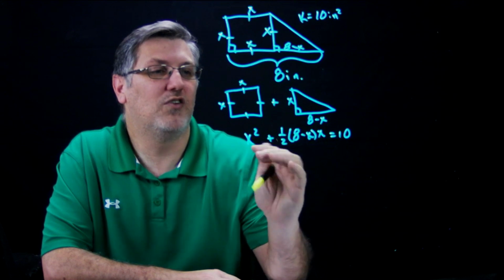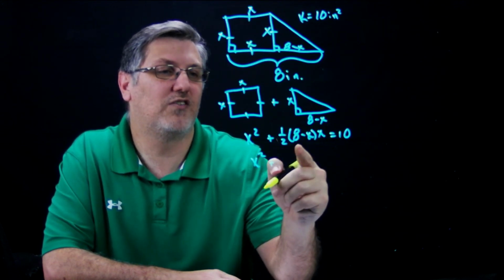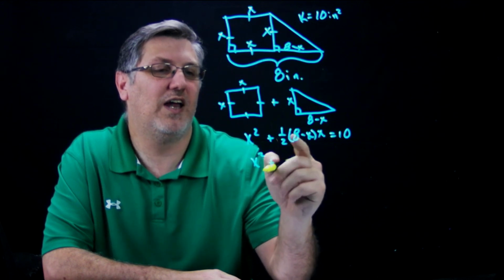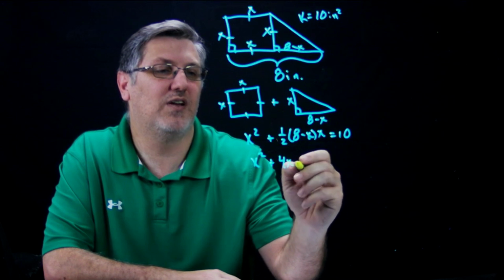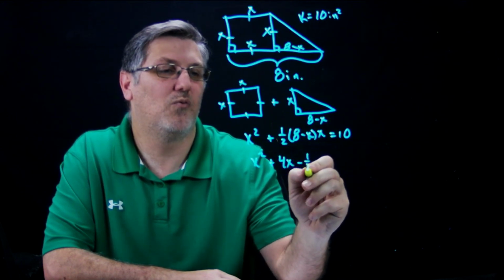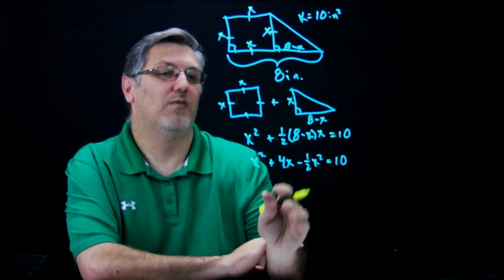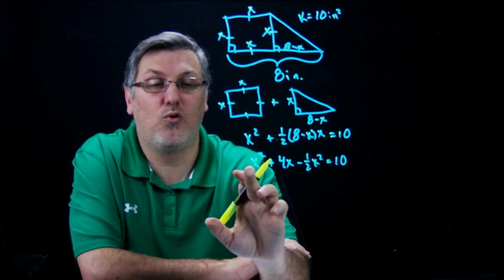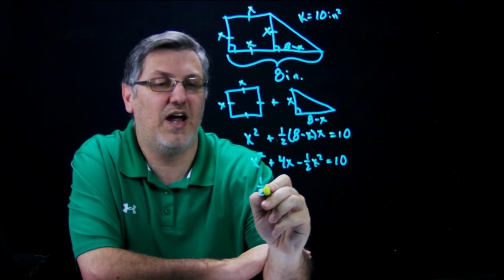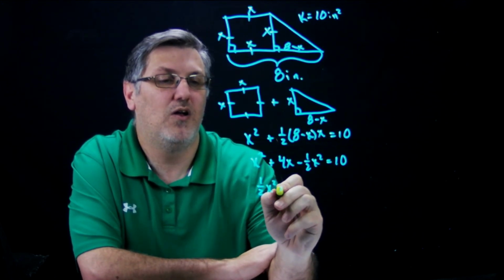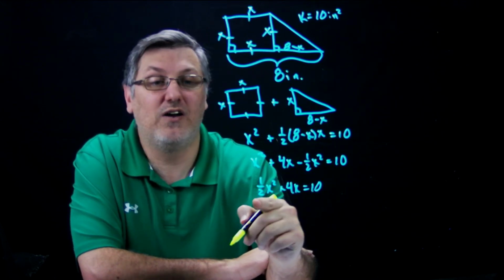From here, we just need to solve for x. I've got x squared plus, well, let's see, 1/2 of 8 and x is going to give me 4x, and 1/2 of an x times an x is going to give me a negative 1/2 x squared equals 10. Okay, let's combine like terms. Well, if I have 1 here and I take away 1/2 of it, I have 1/2 of an x squared plus 4x equals 10. Okay, I don't like this fraction here.